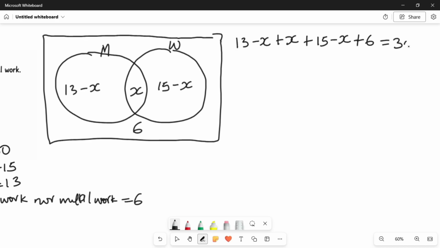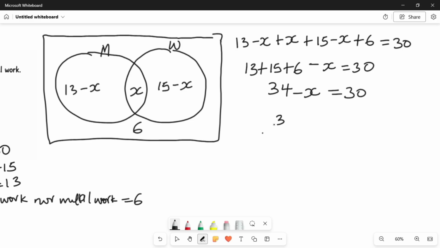Okay, so minus X plus X minus X here is minus X. So we have 13 plus 15 plus 6 minus X equals to 30. So this will give us, so we have 34 minus X equals to 30. So we have 34 minus 30 equals to X. So X equals to 4. So this is the value that represents the number of students that take both metalwork and woodwork.